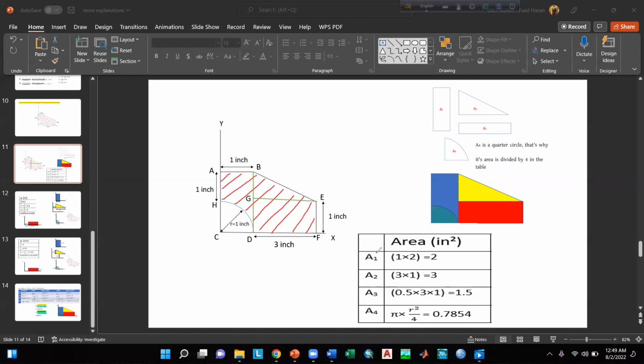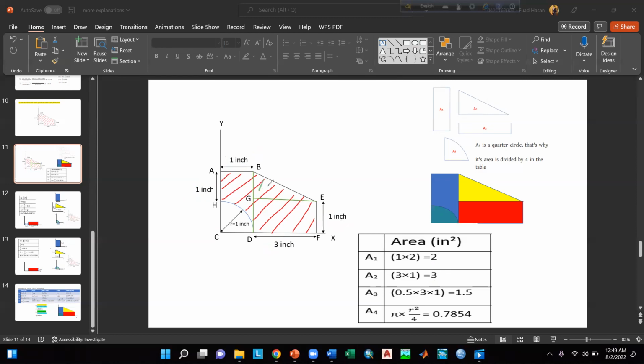Now let us calculate the area. Here area A1 will be equal to length into width. So here length is 1 and width is 1 plus 1, which is 2 inch. So 1 into 2 will be equal to 2 inch square. What will be the area A2? Area A2 will be equal to 3 into 1, and it will give a result of 3 inch square.